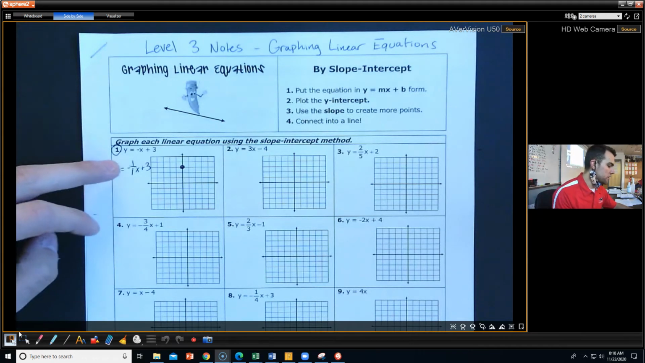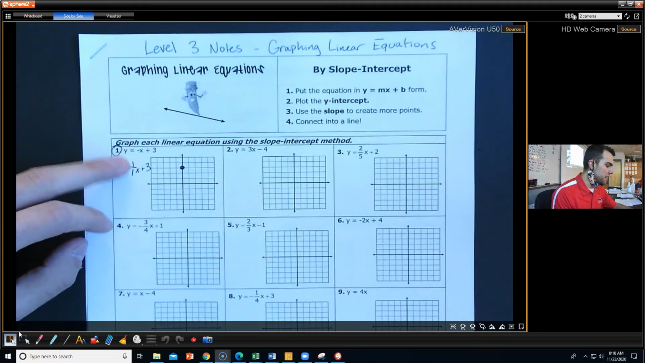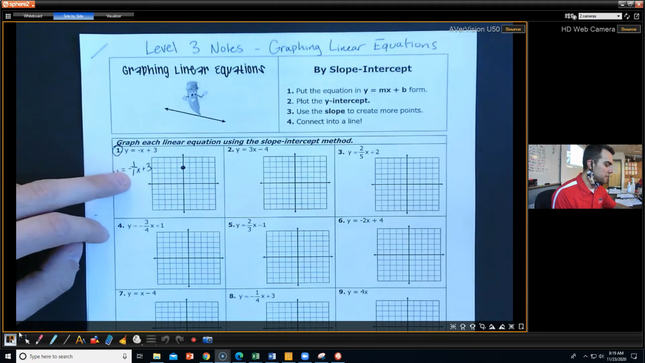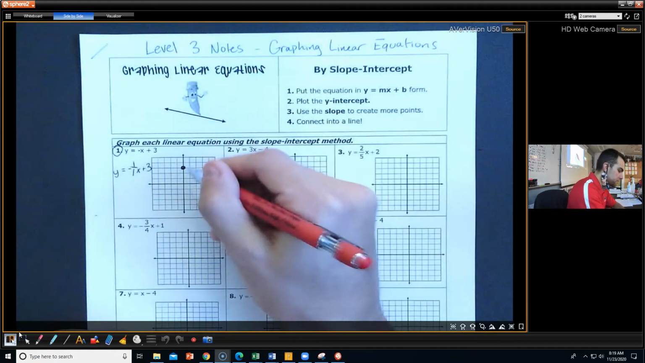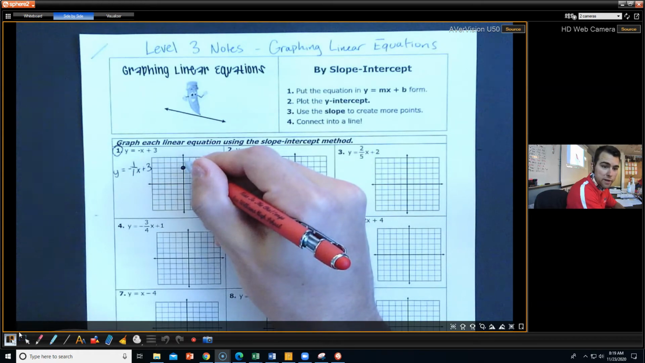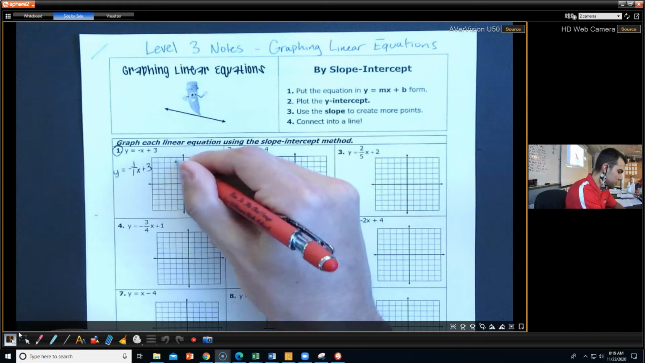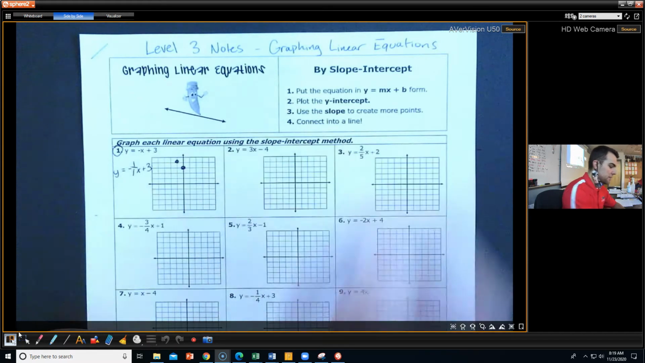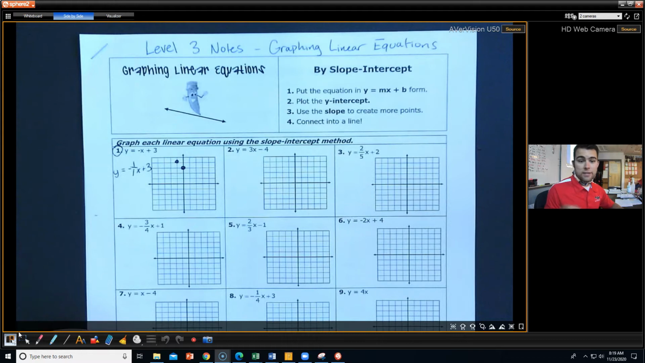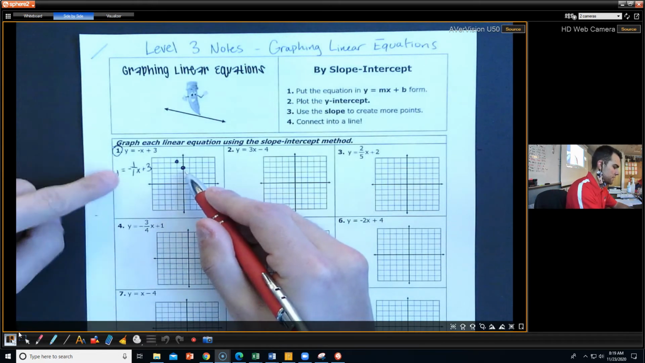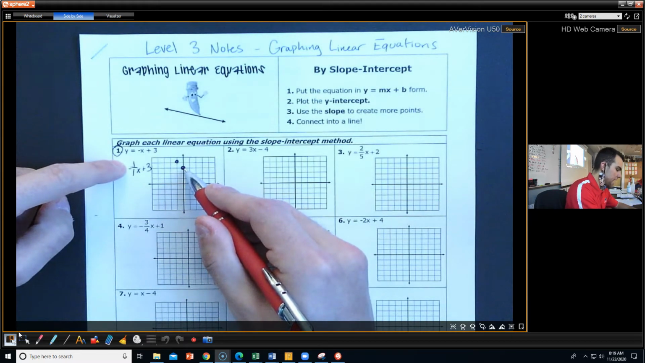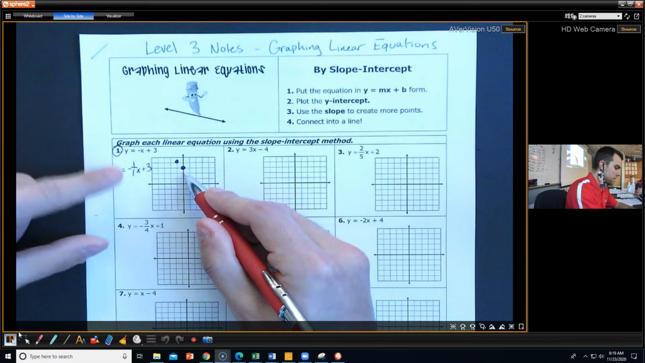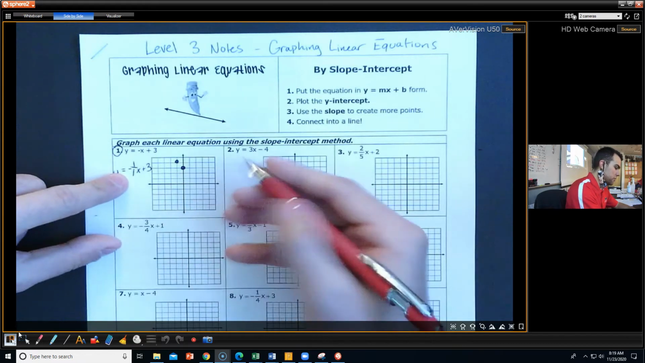Okay? So what I'm going to do, I'm going to treat the rise as my positive, and I'm going to treat the run as my negative. So I'm going to go up 1 for my rise, and I have a negative 1 for my run, so I'm going to go to the left once, and there you go. There's my next point. But I could go the other way too. Let's say I treat the rise as negative. I'm going to go down 1. The run is positive now. I go to the right.